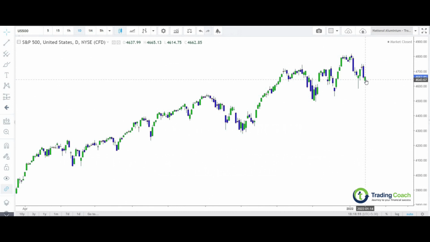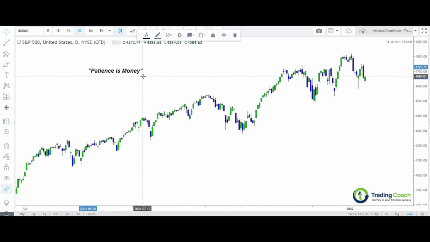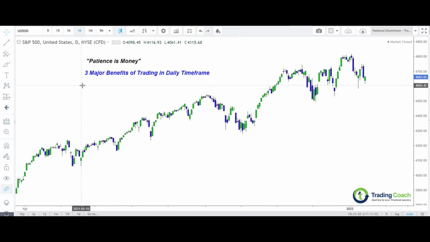If you want to be a successful trader, if you want to make good and consistent profits in the market, you need to be very patient. Patience is the name of the game. When you want to trade the daily chart, you need to have a lot of patience, but that patience is going to pay you off. I'm saying this from my 12 years of trading experience. That being said, let us talk about 3 major benefits of trading in the daily time frame.